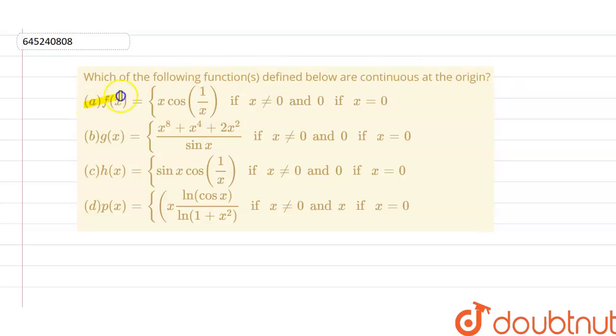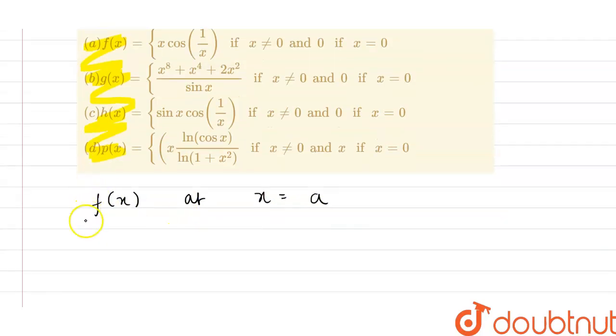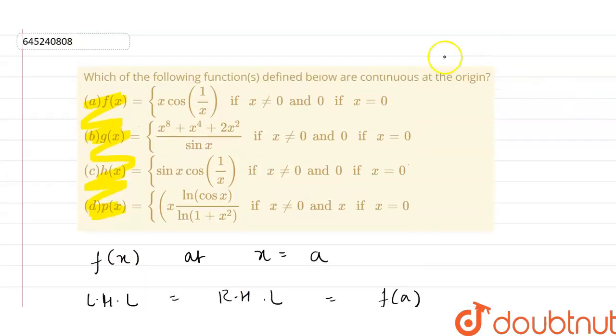Which of the following functions defined below are continuous at the origin? We have four functions f(x), g(x), h(x) and p(x). A function f(x) at x equals a is said to be continuous if the LHL, the left hand limit, is equal to the right hand limit, is equal to f(a). Now we have to find continuity at the origin.